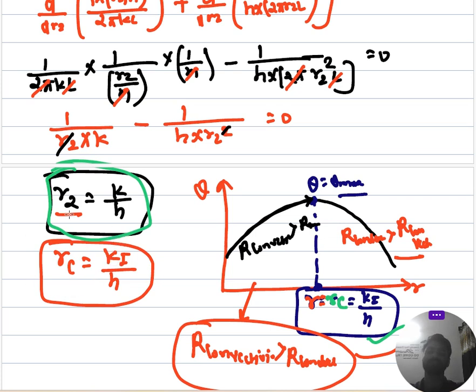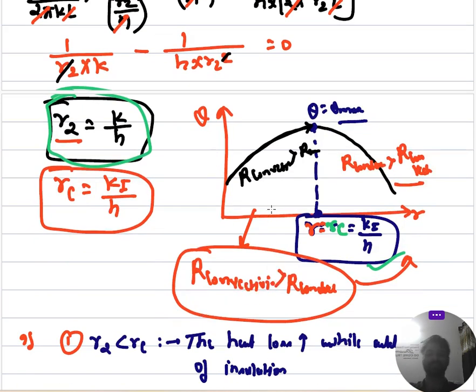H. That is the radius at which the rate of heat transfer is maximum, called the critical thickness, or critical radius of insulation. It means that up to the critical radius of insulation the rate of heat transfer will increase, and after that, when you increase the radius of the insulation, it will start decreasing again. This is the same case that is happening here. And you can see R equals RC, which is K insulation by H.